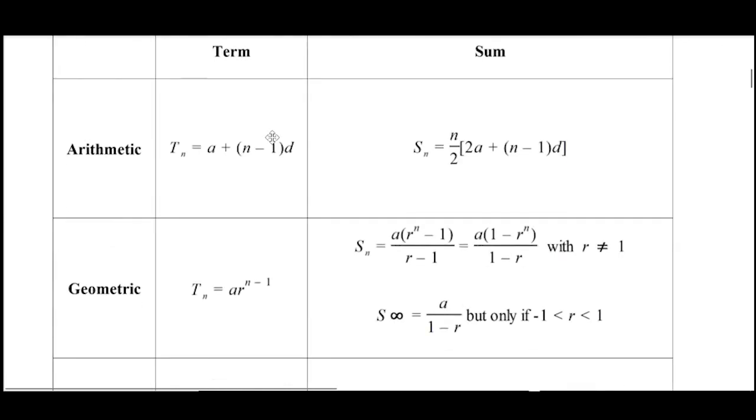And for now, I'm just going to focus on arithmetic and geometric sequences and series. And this little table helps us to decide which formula we're going to use. What type of sequence are we dealing with? Arithmetic or geometric, and are we after a sum or a term? Okay, and that helps us decide which of these formulae we're going to use.